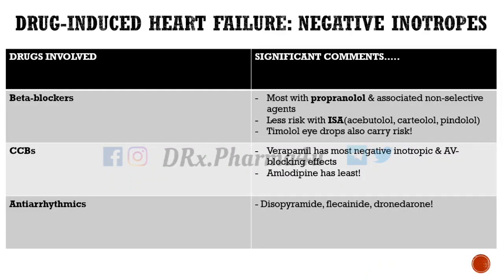Then we can come to calcium channel blockers. Among calcium channel blockers, verapamil has the most negative inotropic and atrioventricular blocking effects. So definitely, if it has an atrioventricular blocking effect, it can lead to heart failure. Amlodipine has the least risk of causing heart failure.